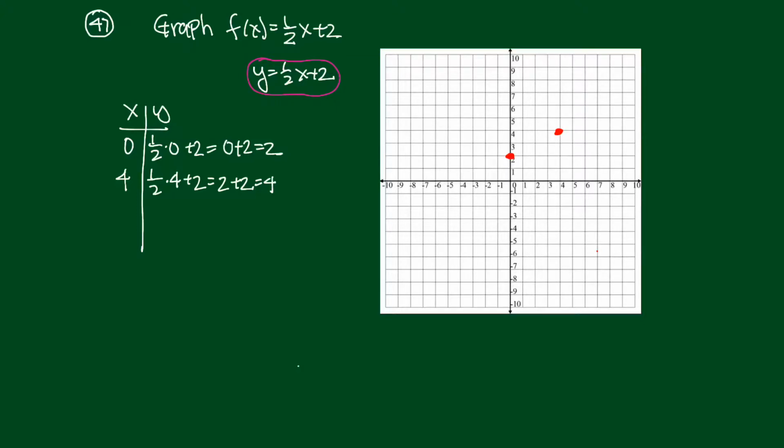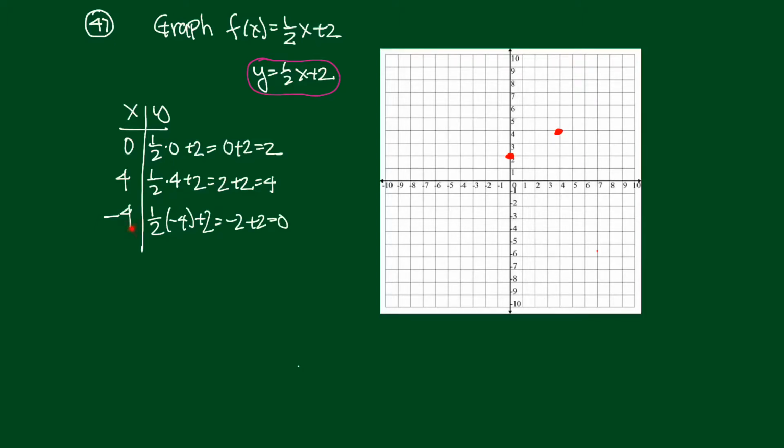So I'm going to go to the left of 0 this time. I'm going to put in -4. Just pick any other number for x divisible by 2. I'm going to choose -4. So I'll get 1/2 of -4 plus 2. Half of -4 is -2, and then plus 2. So there we are at 0.